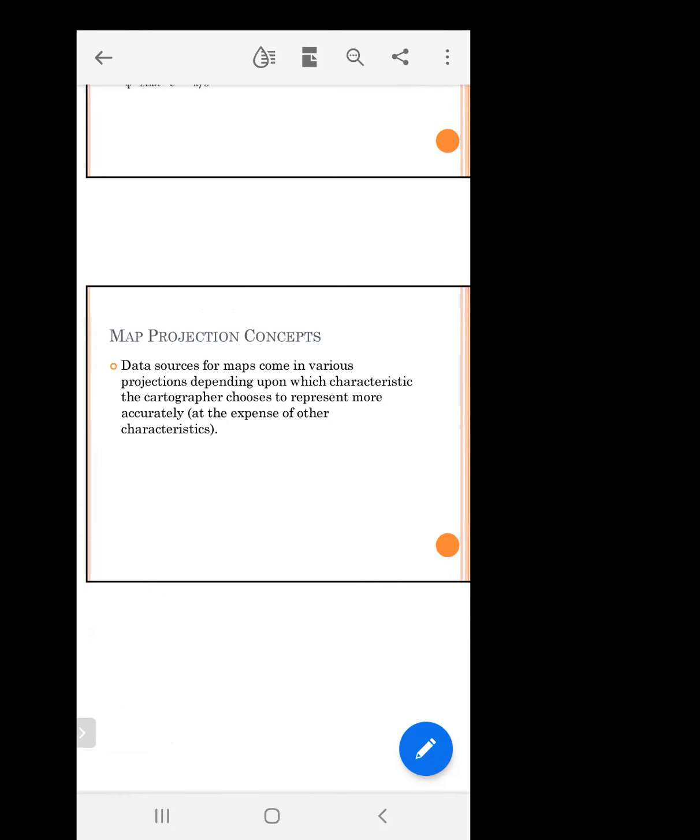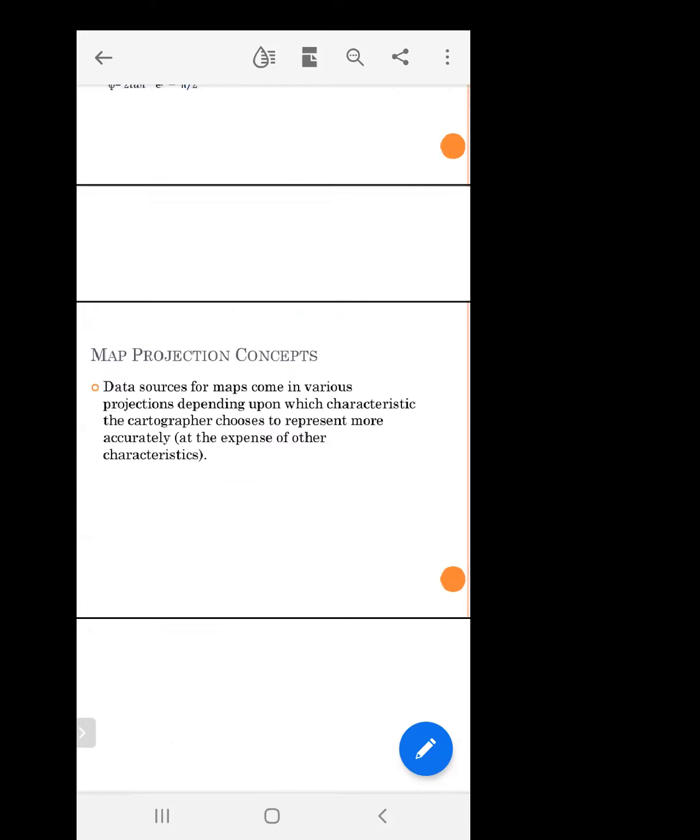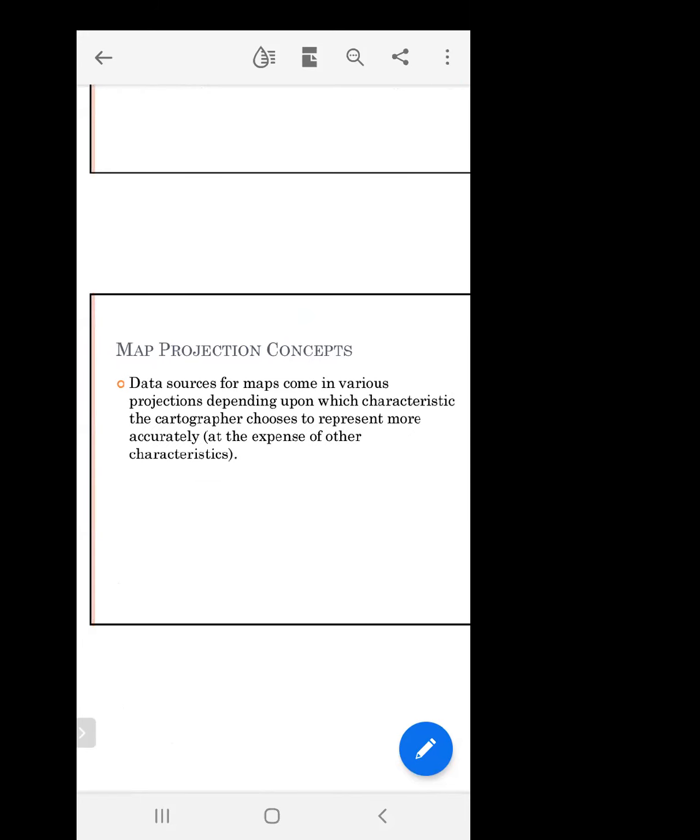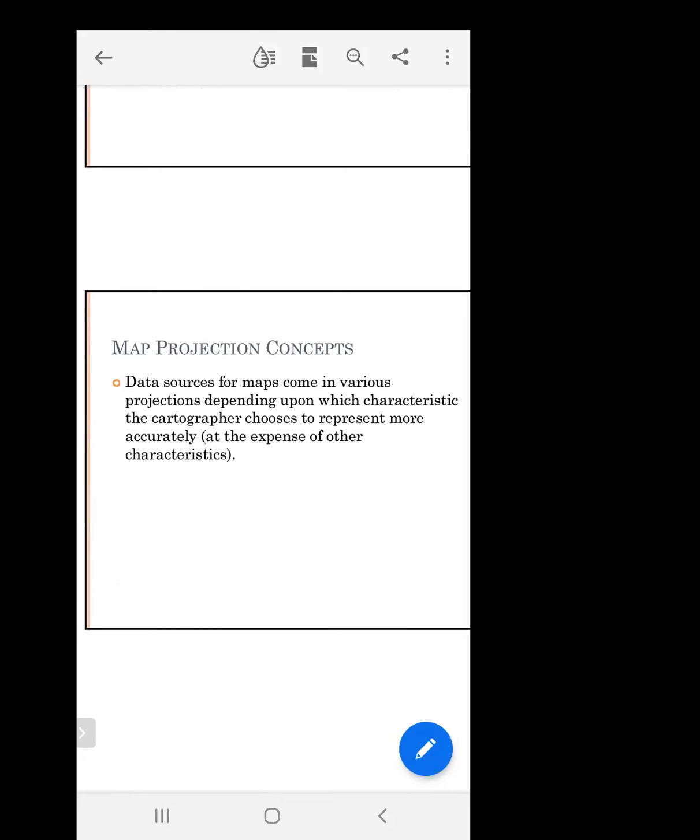So now, let's look at this slide. Data sources for maps come in various projections. The map projection is synonymous with the coordinate system. So when I give you a data set, it should, as part of the metadata, have the map projection information in there, telling you that the data was collected with this GPS and the map projection is so and so, so that you know what transformation to take it through. Most GIS software have different projections that allow you to transform from one map projection to the other.